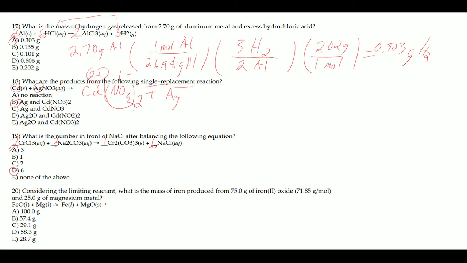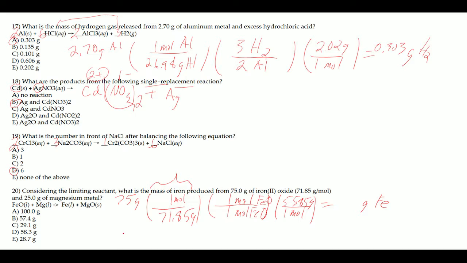Here I give you the reaction already balanced. So you start with what's given here, 75 grams of iron oxide. Divide by its molar mass. Use the molar ratio. What is the mass of iron produced? So I'm going to the mass of iron here at the end. Iron is 55.85 grams per mole.